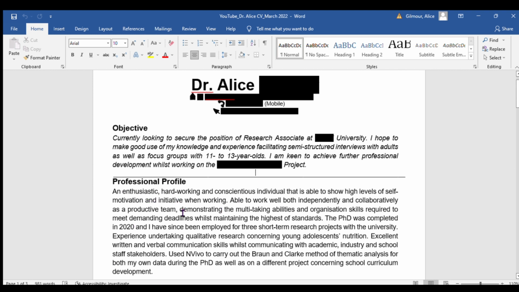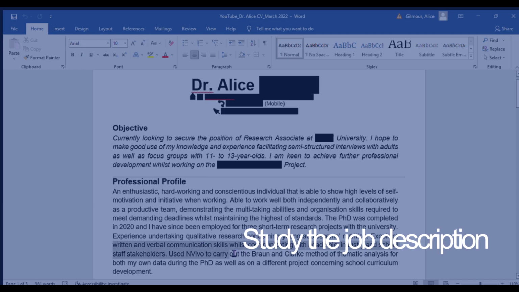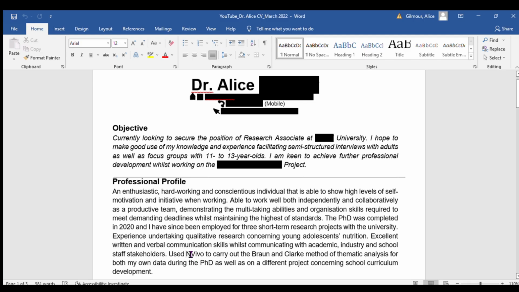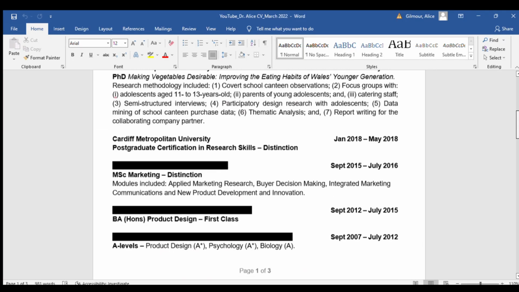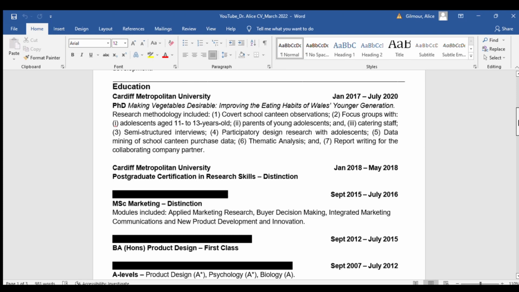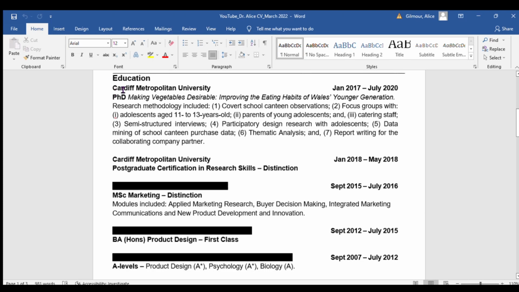And then my professional profile here has been personalised. So this will be from me looking at the job description. I've seen what they needed, and so maybe they included I had to have good written and verbal communication skills, and I've worked with academia, industry and school staff stakeholders, and also I have experience using the NVivo software with this particular method of thematic analysis. So I've included all of that just to make it really job specific.